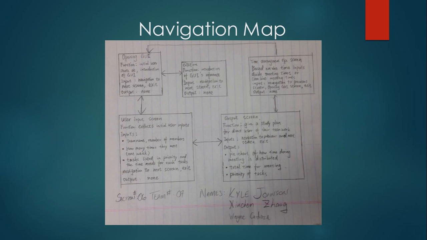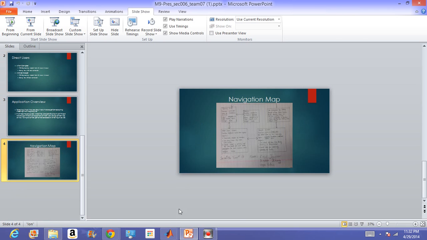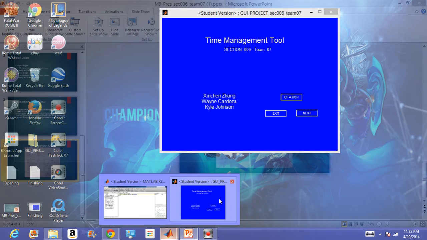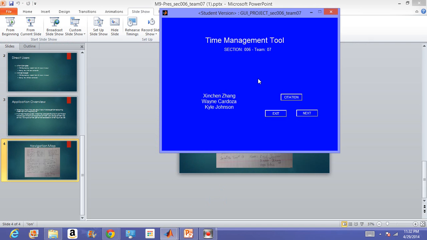This is our navigation map from the opening GUI to the output, from the opening to the user input to the outputs and everything in between. This is our GUI.